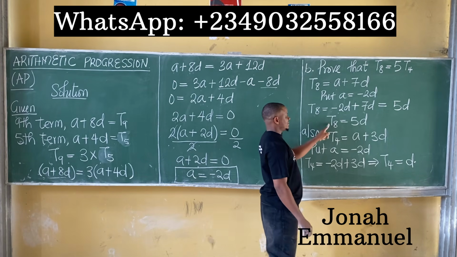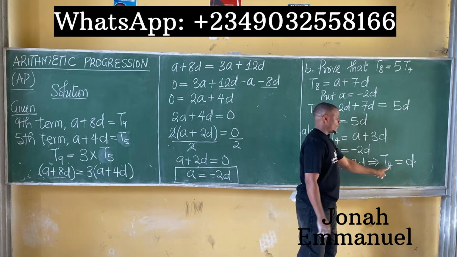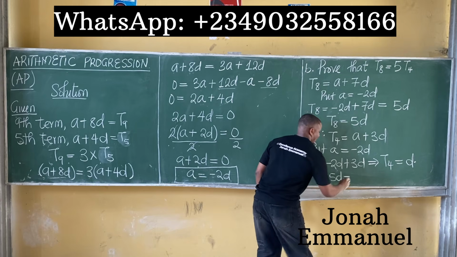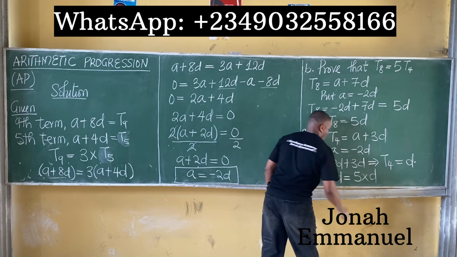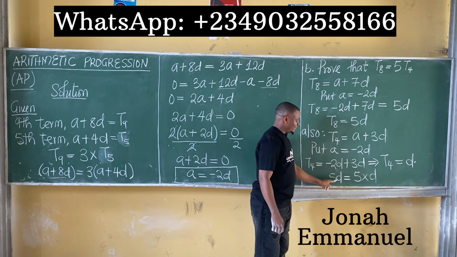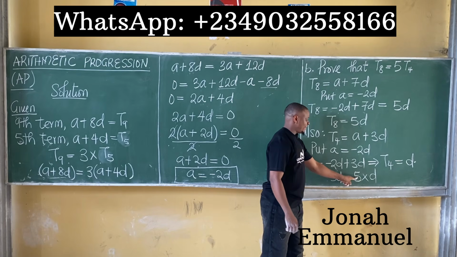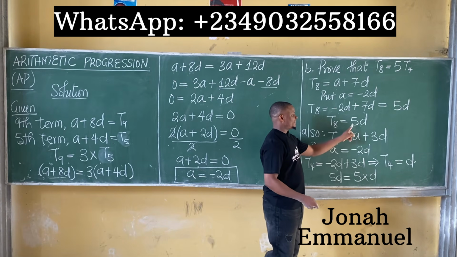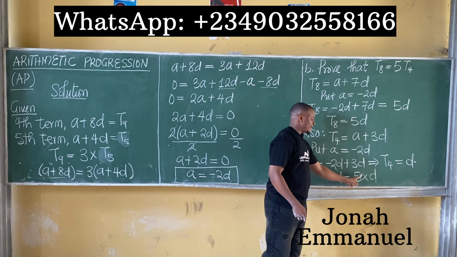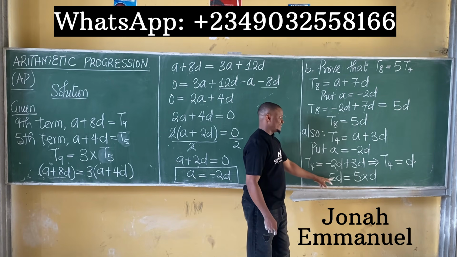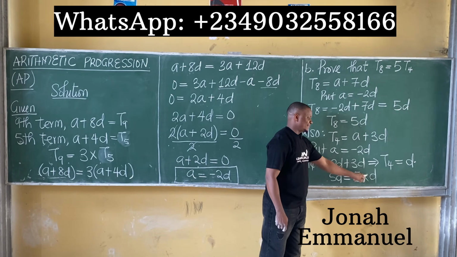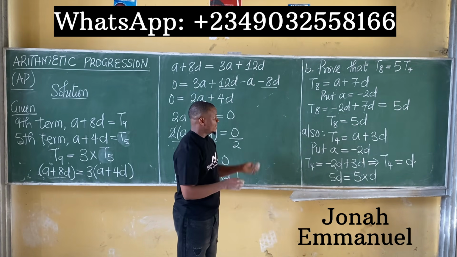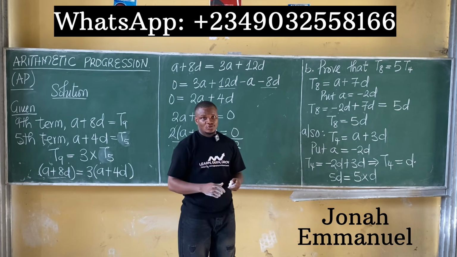Observe that T8 is 5D and T4 is D. And we know that 5D is equal to 5 times D. In essence, the eighth term, 5D, is equal to 5 times the fourth term, D. So since 5D is equal to 5 times D, hence the eighth term T8 is equal to 5 times the fourth term. So this is how you prove this question. Basically this becomes the solution to this question.